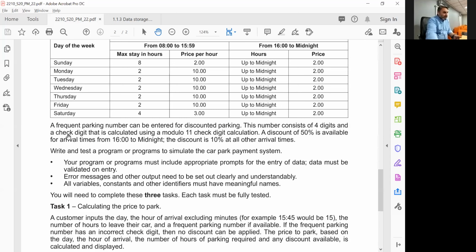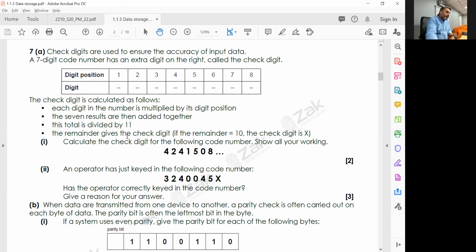So let's read it again. A frequent parking number can be entered for discounted parking. This number consists of 4 digits and a check digit that is calculated using modulo 11 check digit calculation. So we are adopting the modulo 11 method from this October-November 2015 question 7A. But over here it is given for 8 digits. We are adopting it for 5 digits only.